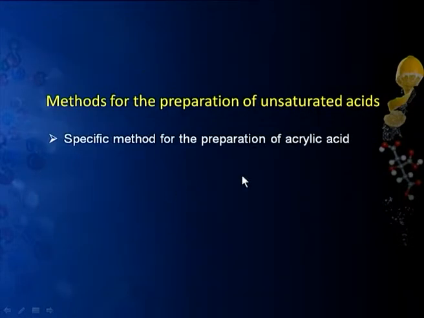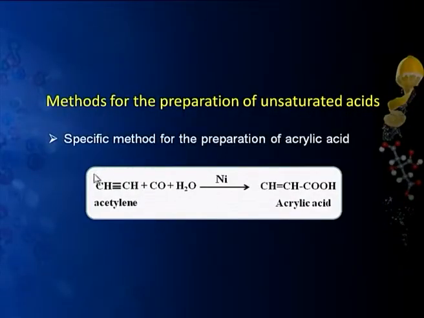Then there is a specific method for the preparation of acrylic acid. It is an industrial method, and actually the industrial preparation of acrylic acid is required for the preparation of polymers. Some derivatives of acrylic acid such as the methyl ester etc. are used in the polymer industry, and the specific method involves the treatment of acetylene with carbon monoxide and water under high pressure in the presence of nickel as catalyst. We directly get acrylic acid.